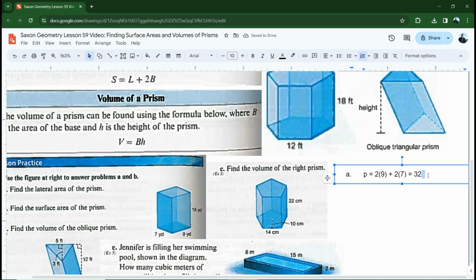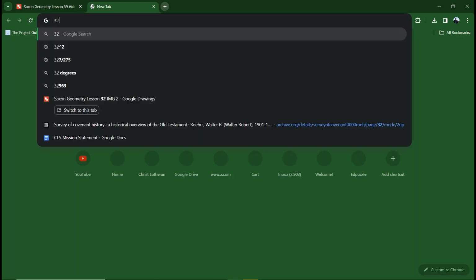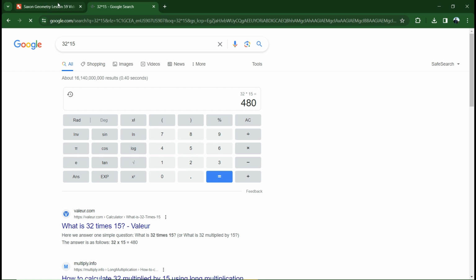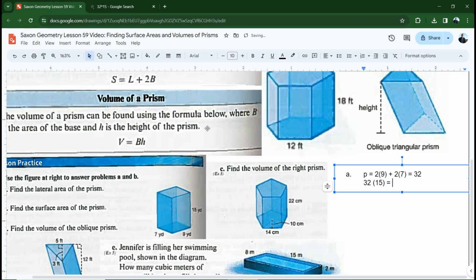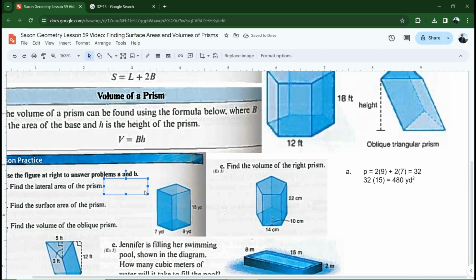Now we're going to multiply that times the height, because the perimeter times the height is the lateral area, so it's going to be 32 times 15. I see I have a height of 15 there. I'm just going to punch it into a calculator to get it done quickly. 32 times 15 is 480. So it's going to be 480 yards squared. Dealing with area, so my unit's going to be a square unit. Let's just make sure we did that right.